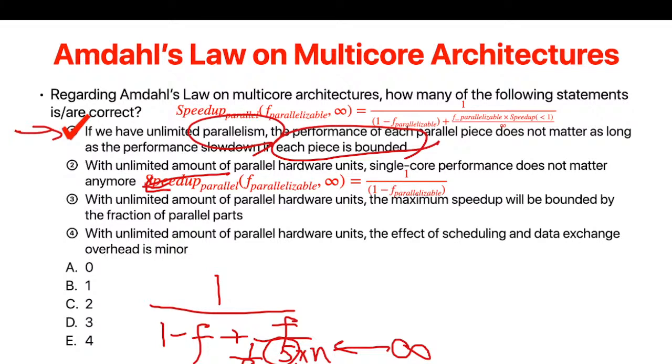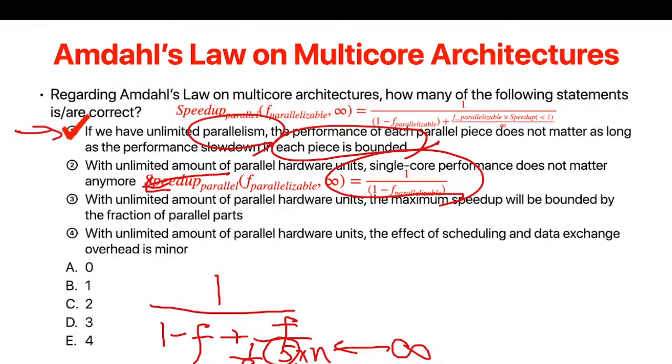If you look at this problem again, the F parallelizable can never be one. Even though we make F parallelizable as close to one as possible, there are still factors depending on the performance of a single core, because there are parts that are still non-parallelizable. As we mentioned, if you keep applying optimization in Amdahl's law, eventually that non-parallelizable part will be the determining factor of your performance. So single core still matters.